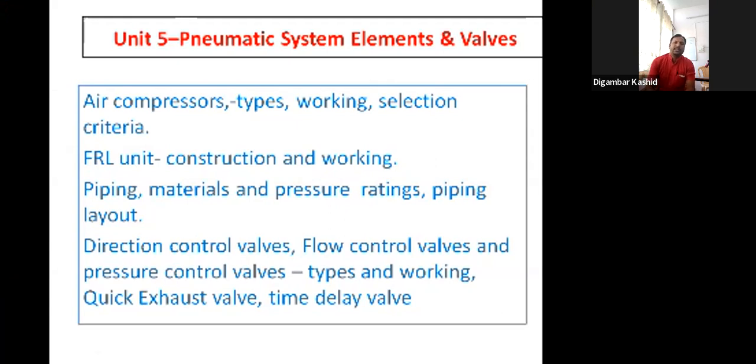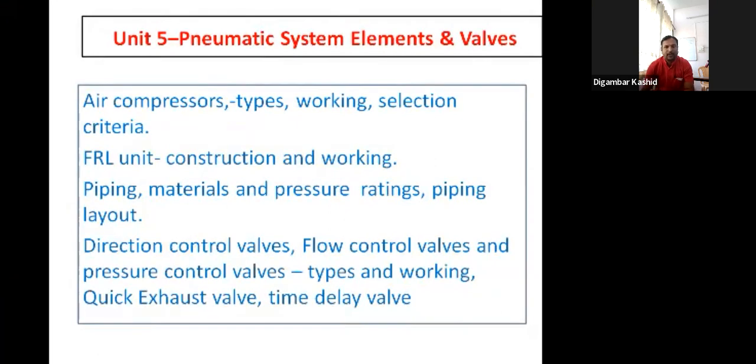So that was about our pneumatic actuators and air motors. With that we have completed our unit number 4. Now we will move further, that is unit number 5.